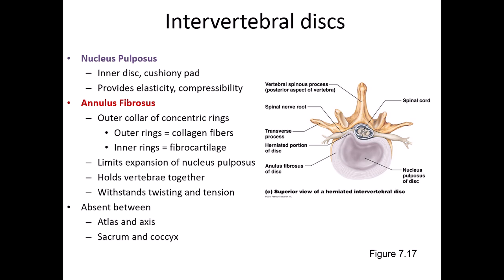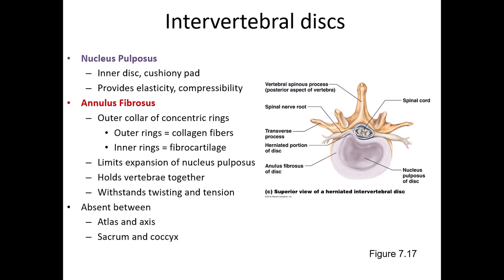We have an intervertebral disc between every two vertebrae in the vertebral column, except for in two places. There's no disc between the atlas and the axis, your C1 and C2 vertebrae. And there's no disc between the sacrum and the coccyx. And if you take a minute to think about why that might be the case. Okay, so it's really about the function of those parts of the vertebral column that help you understand why there's no disc there. So think about what discs do.